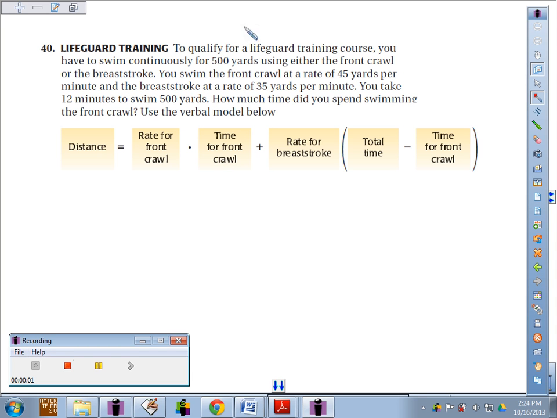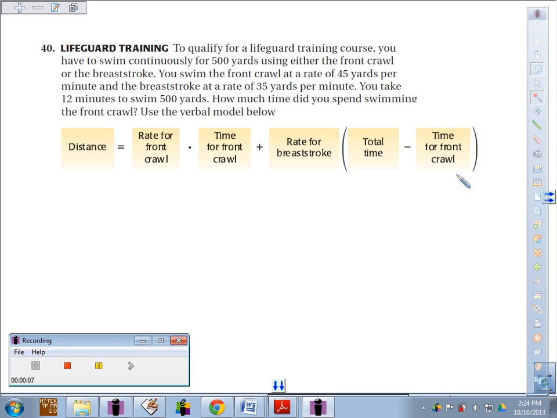Number 40, we're doing some lifeguard training. To qualify for a lifeguard training course, you have to swim continuously for 500 yards using either the front crawl or the breaststroke. You swim the front crawl at a rate of 45 yards per minute and breaststroke at a rate of 35 yards per minute. You take 12 minutes to swim 500 yards. How much time did you spend swimming the front crawl?